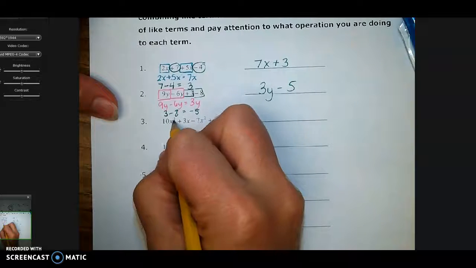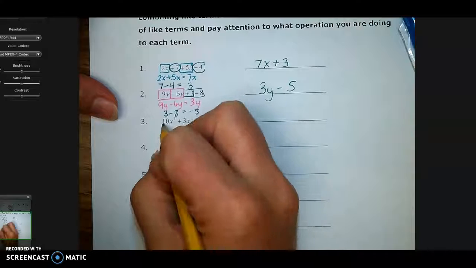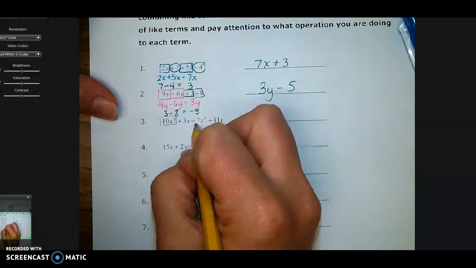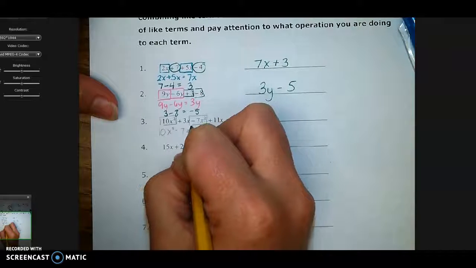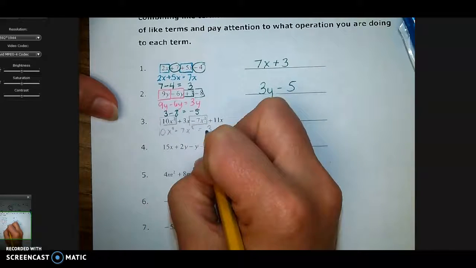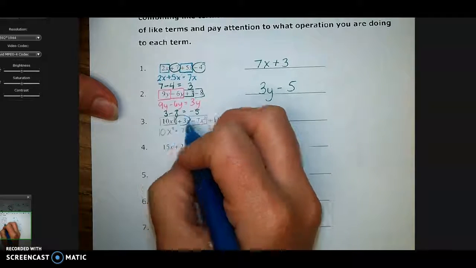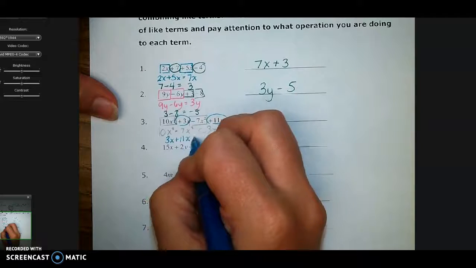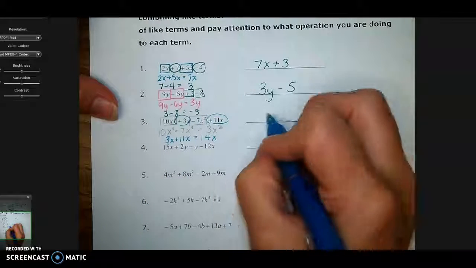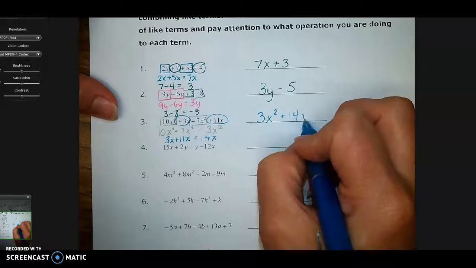On my next one, we have to make sure that we pay attention to those powers or exponents. So I have 10x squared and I have a negative 7x squared. So 10x squared minus 7x squared gives me 3x squared. Then I've got a 3x and an 11x. So my end expression here looks like that.